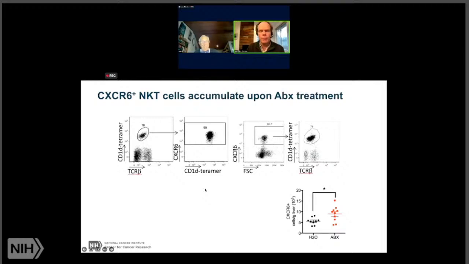So we looked in our mouse model in more detail, and basically this is a flow cytometry analysis that we performed. You can see that the majority of these cells are CXCR6 positive. We can identify them. And yes, indeed, if we look in the liver of these mice, we actually find more CXCR6 positive cells.